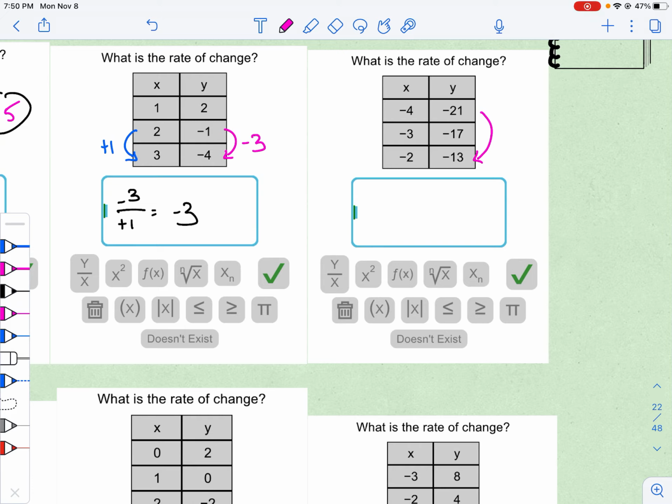-21, let's see, -21 is pretty small, and it goes up to -13. It goes up 8. On the right-hand side, -4 to -2 is going up by 2. Think of your number line. Think of how you would count from -21 to -13, how you'd count from -4 to -2. And when you're ready, go ahead and put the change in y over the change in x, and done.